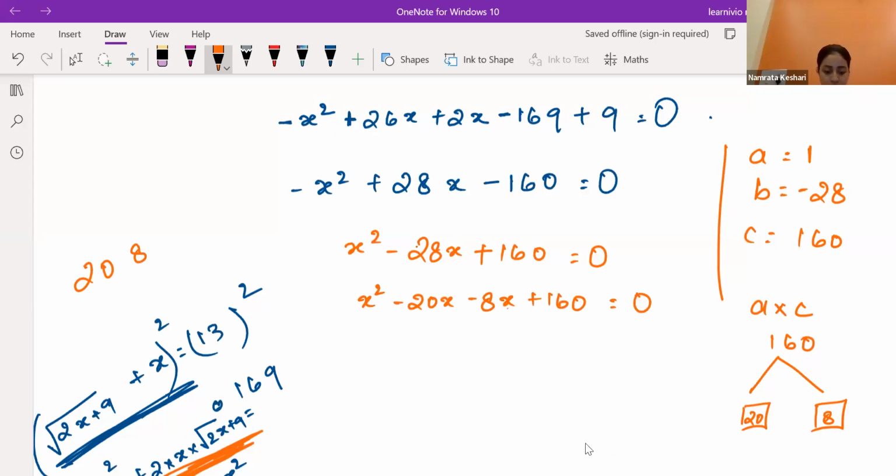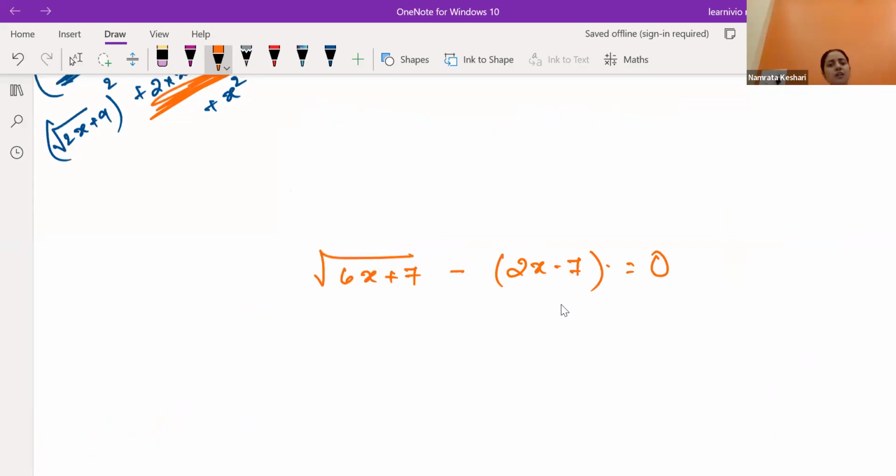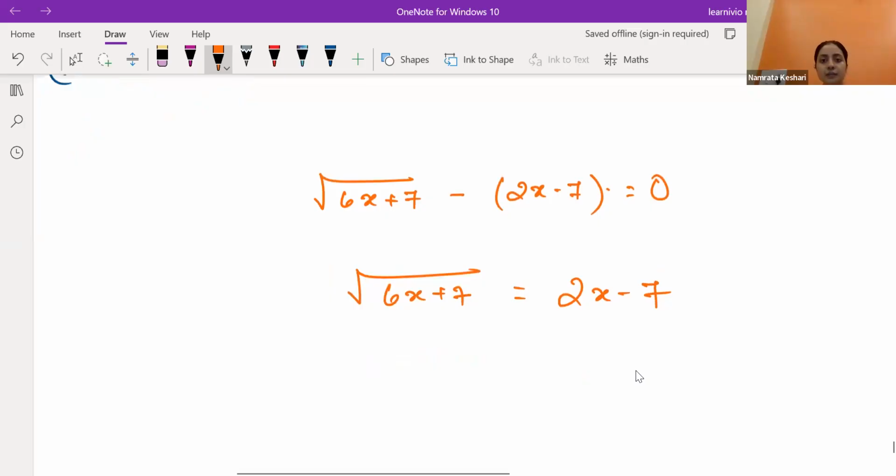Let's continue. I just wanted to show you that when we have an equation where a square root term will be there, how to deal with that. If I give you this equation, root 6x plus 7 minus 2x minus 7 is equal to 0, and the instruction is very clear. We are supposed to solve this quadratic equation. So what we'll do, we will keep this root 6x plus 7 on one side and everything else on the other side, right?